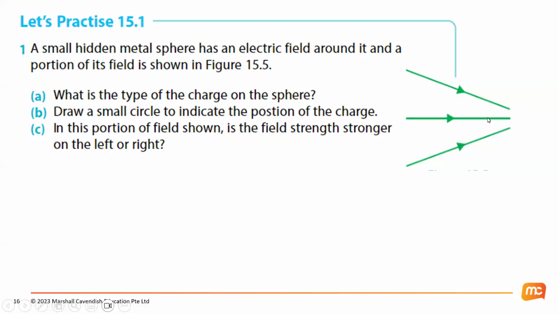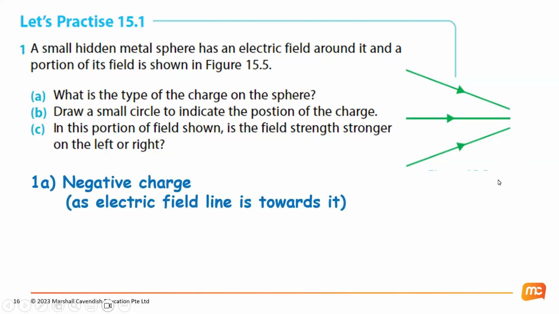So I'm moving towards my sphere, so my sphere must be a negative charge because the electric field is towards it. So part D, draw a small circle to indicate the position of the charge. So the position of the charge should be here, minus. Okay, so all my electric field lines should be going towards the negative charge.